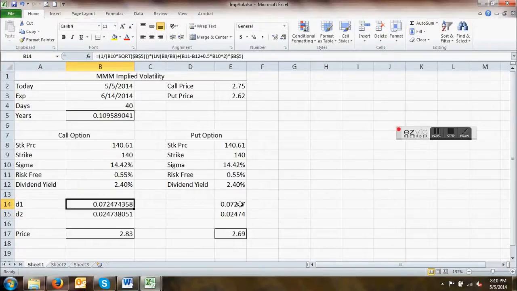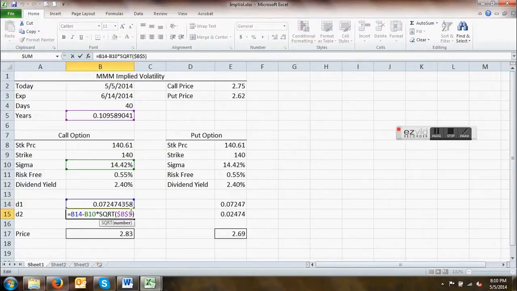Once you put that in here, you can just copy it with Control-C, Control-V, copy the equation over, because we want to be able to run these two separately. D2, again, is simply D1 minus sigma times the square root of time. And again, copy that across. And notice the dollar sign B, dollar sign 5.